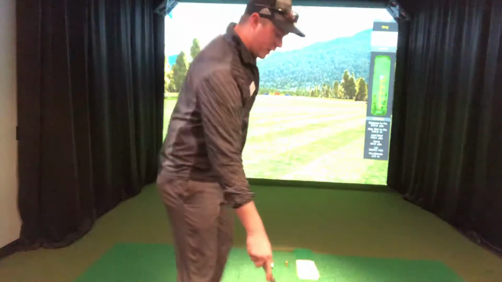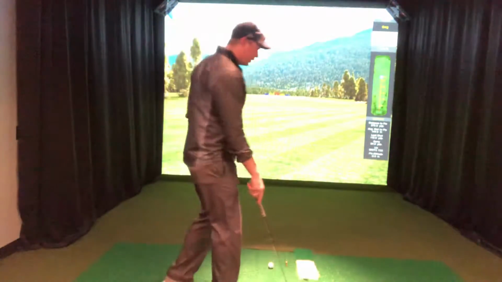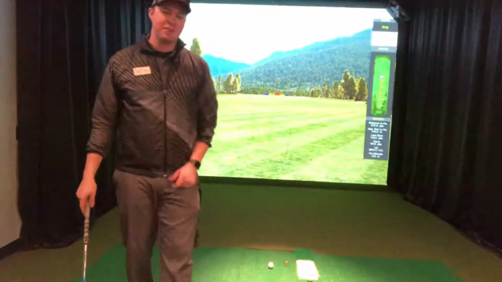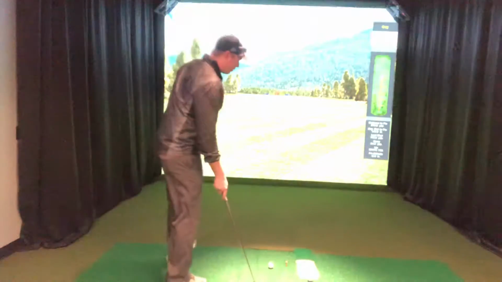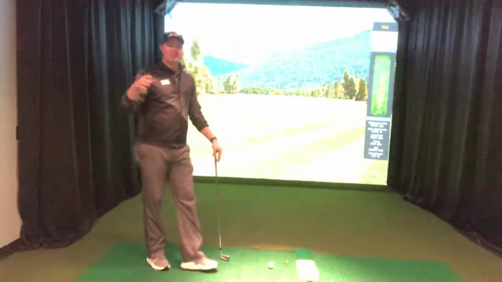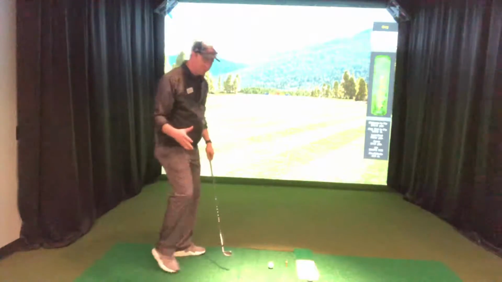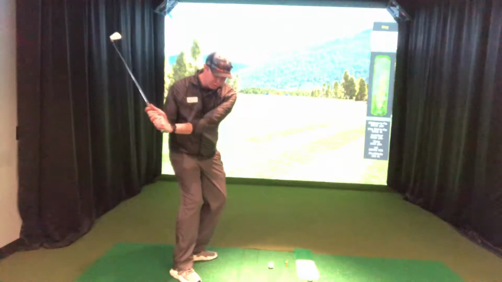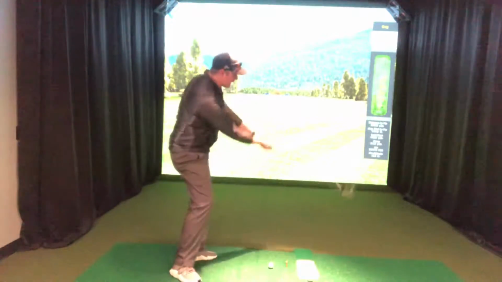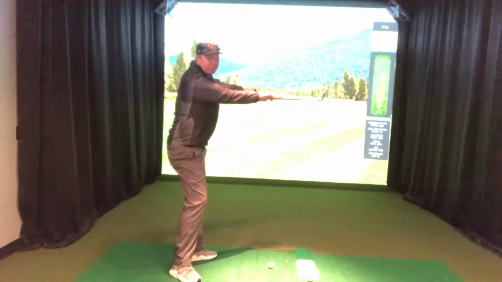So when it comes to path, really what I have my students chase after is an in-to-out path. And to get that in-to-out path, it's the feeling of throwing your hands out to right field. So you start with the difference between an in-to-out path. In the start of your swing, you have your hands close and they finish far away from you.